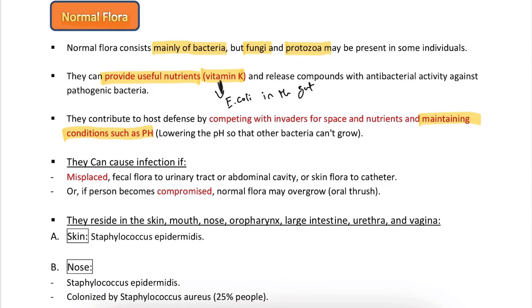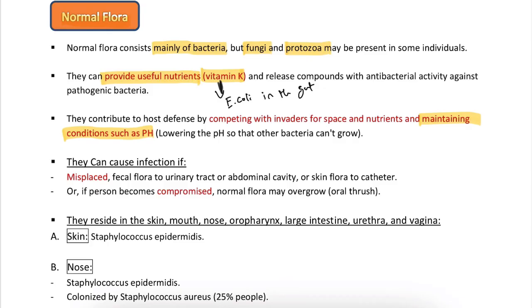If there is any problem with the acidic pH in the vagina, the patient can get bacterial vaginosis. Giardia and Yersinia are organisms that can cause vaginal infections. So that's why this is very important. The main functions of normal flora are nutritional support, antibacterial defense and maintaining homeostasis.